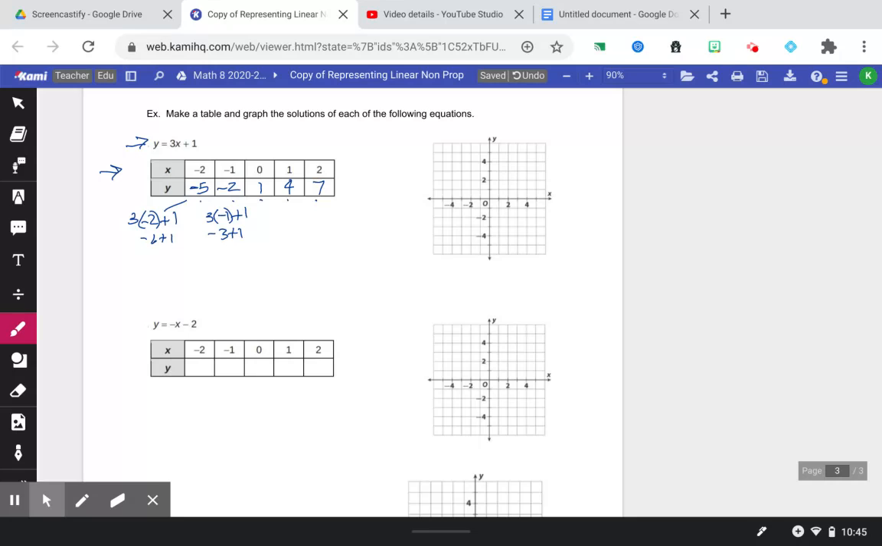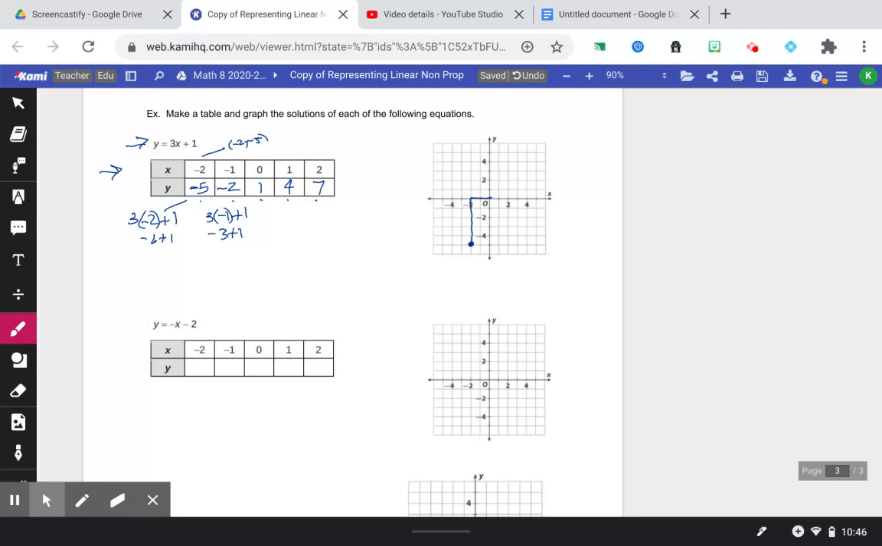Now we're going to plot these points. So remember, this is the ordered pair negative 2, negative 5. I'm going to start at 0, 0. I'm going to go to where x is negative 2, and then I'm going to read down until I get to where y is negative 5, and I'm going to plot that point.